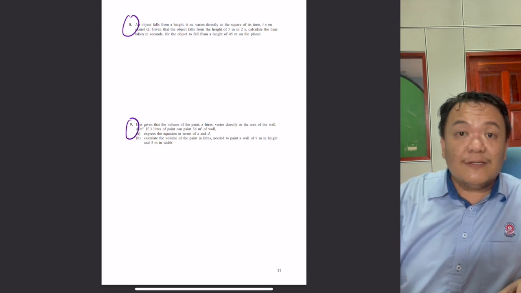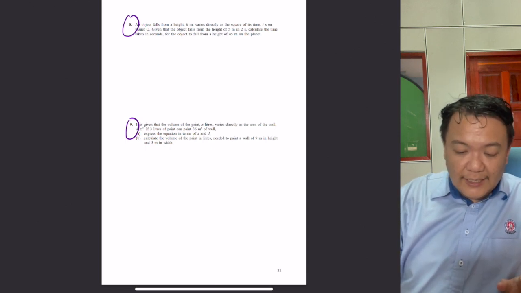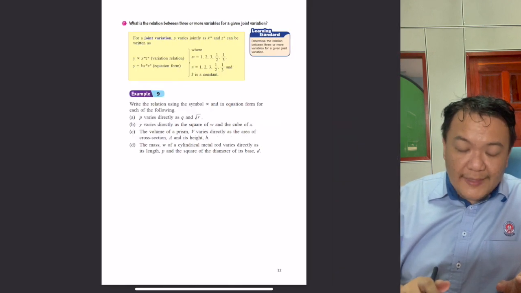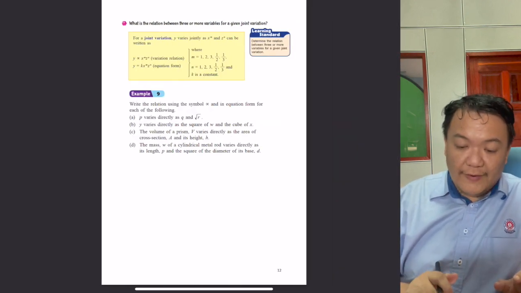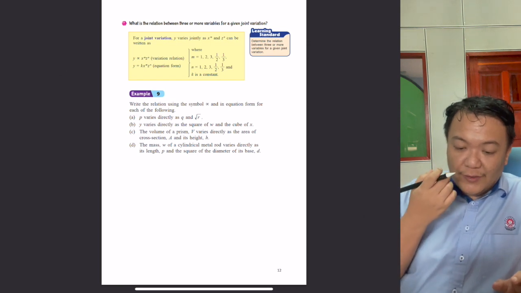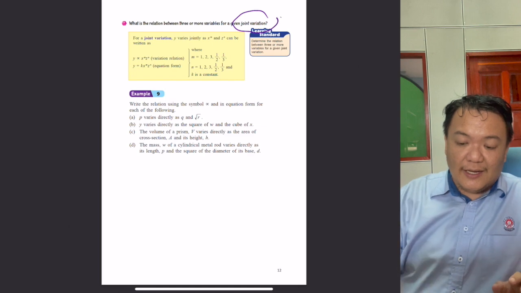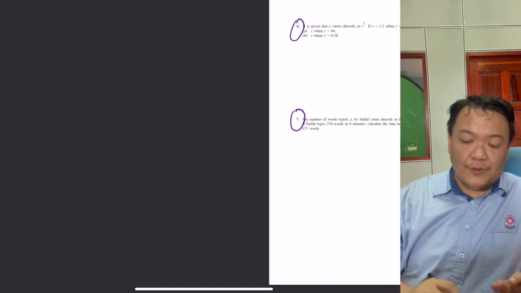Okay, so for this first class, kita dah cover direct variation. Okay, so for the next class, selepas discussion nanti, kita akan tengok joint variation. Okay, boleh?